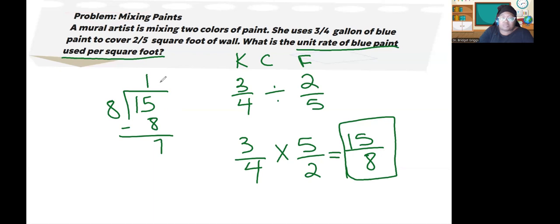To write this as a mixed number, we will use the quotient as the whole number, the remainder as the numerator, and the divisor as the denominator. So in this case, 15/8 is the same as 1 7/8. So now we have found the unit rate of blue paint used per square foot, which is either 15/8 or 1 7/8. I hope that was useful to you.